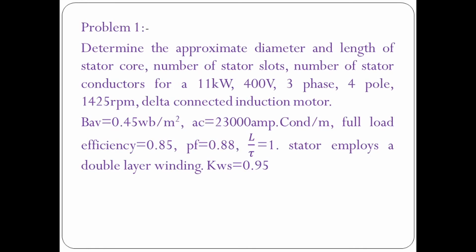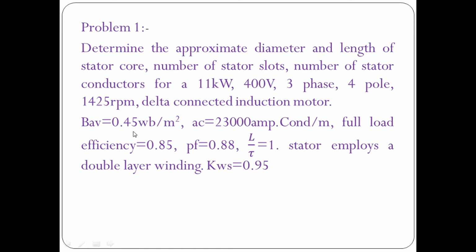Now, based on whatever we have learned till now, we will solve some numerical problems. First problem: determine the approximate diameter and length of the stator core, number of stator slots, and number of stator conductors for an 11 kilowatt, 400 volt, 3 phase, 4 pole, 1425 rpm delta connected induction motor.